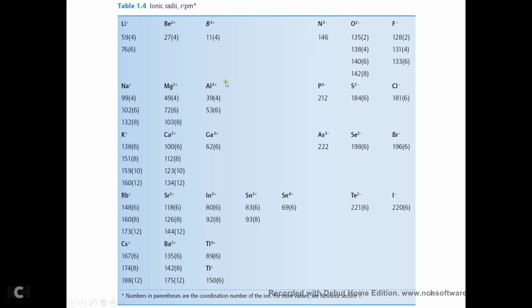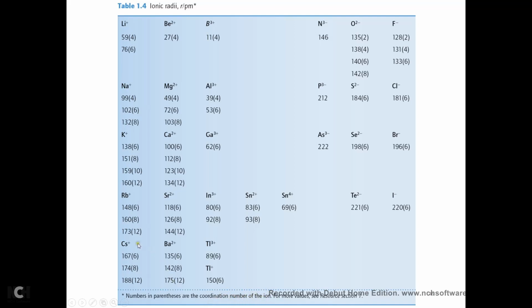Now let's compare the elements in the same group. So 59, 99, 138, 148, 167. So it's going up from top to bottom. So why do we see multiple numbers for the same element? You can see, if we're talking about a transition metal complex, then you can have different coordination numbers.